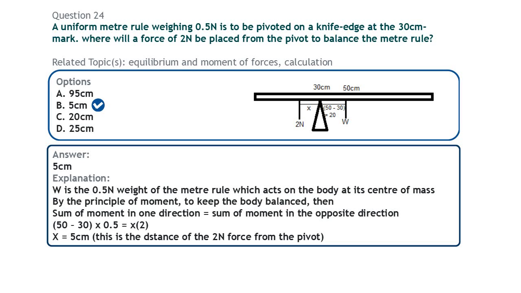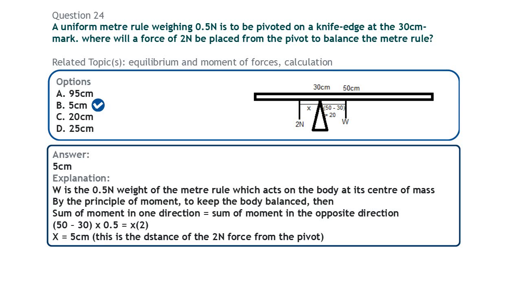And moment is the force times the distance. So here, if you look at the moment around this place, it is going to be the force, the weight of this meter rule, W, which is 0.5, times the distance between where this weight is and where this is. Now the weight here is at 50 centimeter, while this pivot here is at 30. So the distance from here to here is going to be 50 minus 30. That means that this weight is 20 centimeter away from where this knife edge has been pivoted.